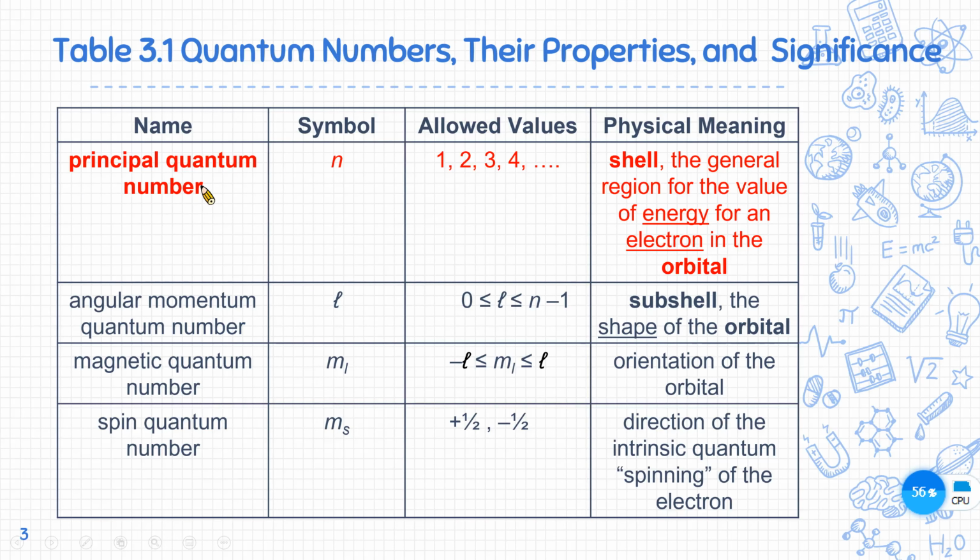As we know, the principal quantum number, the symbol is n. The allowed values are 1, 2, 3, 4. The physical meaning is shell, the general region for the value of energies for an electron in the orbital.